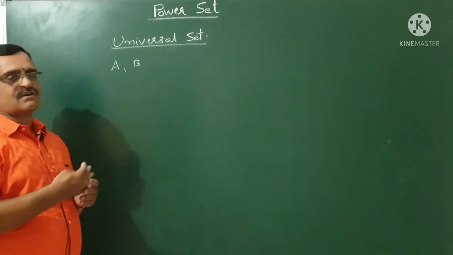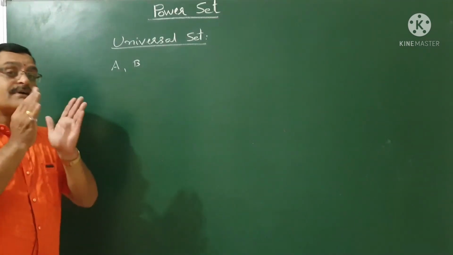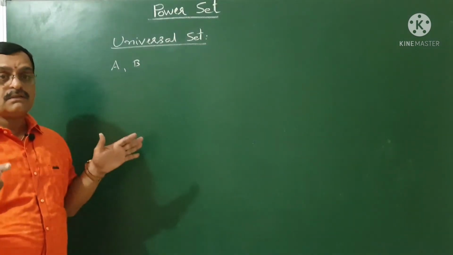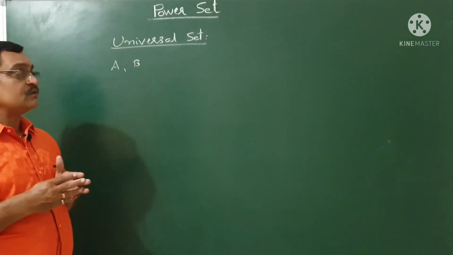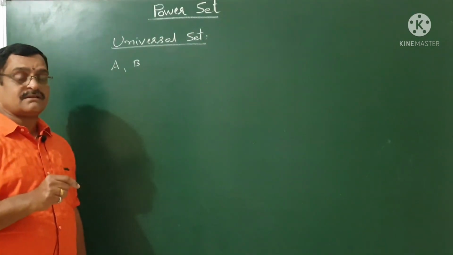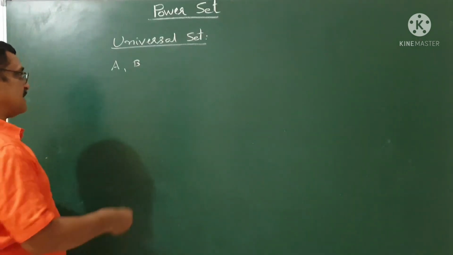Then that set is called the universal set for that context only. It's not for all. For that context only. So, whichever is the big set in that context, that set is called the universal set. I'll take one more example.